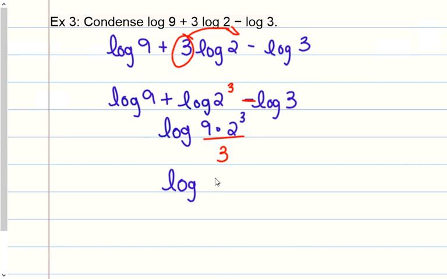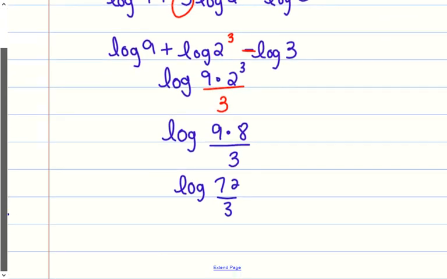I have log of 9 times, well, figure out 2 to the 3rd. If you put that in your calculator or if you work it out, 2 to the 3rd is 8 divided by 3. Now go ahead and actually work that out. 9 times 8 is 72. So I have the log of 72, and then go ahead and divide by 3. And you will get, we don't want to write that there, we want to write it below. So now you're going to get the log of 24 as your final answer.